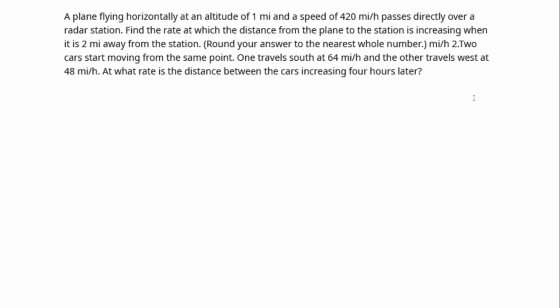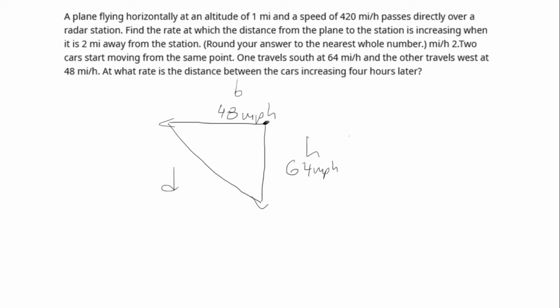Okay. Now for the second question, we have two cars started moving from the same point. So we'll say this is the point. One moves to the west at 48 miles per hour. The other moves south at 64 miles per hour. And we'll say the distance is d between the two cars. So I'm going to label it just like the last problem. So the base and the height. So we want to see the rate at which the distance between the two cars is increasing 4 hours later. Okay, so let's look at 4 hours later.